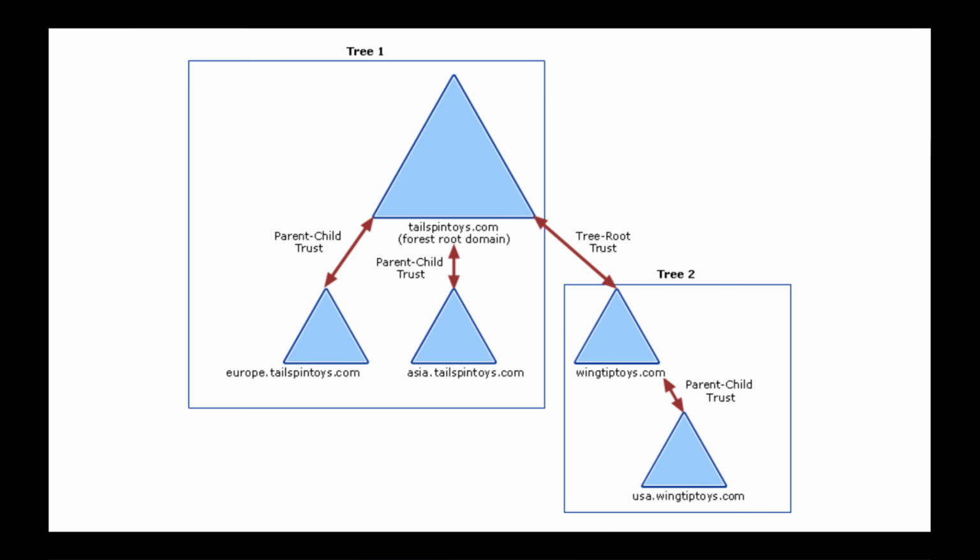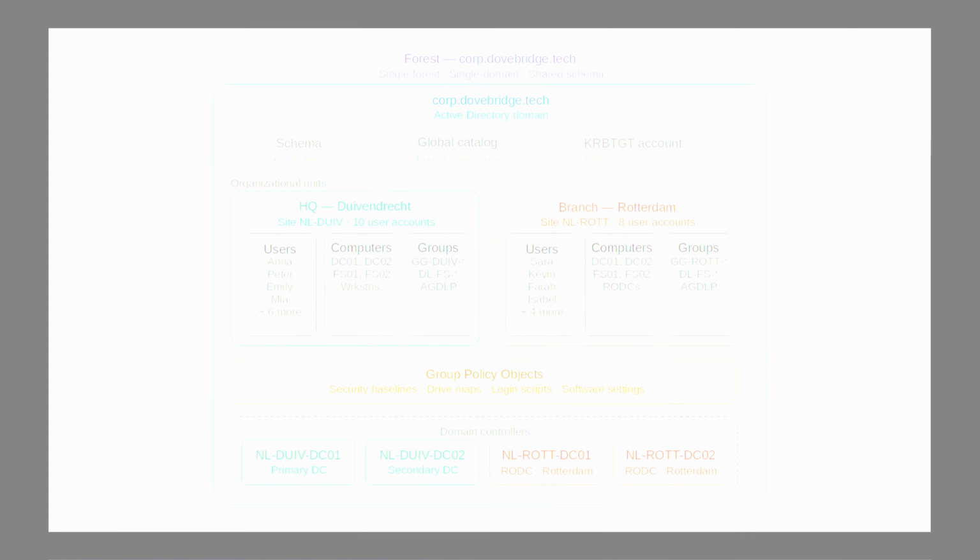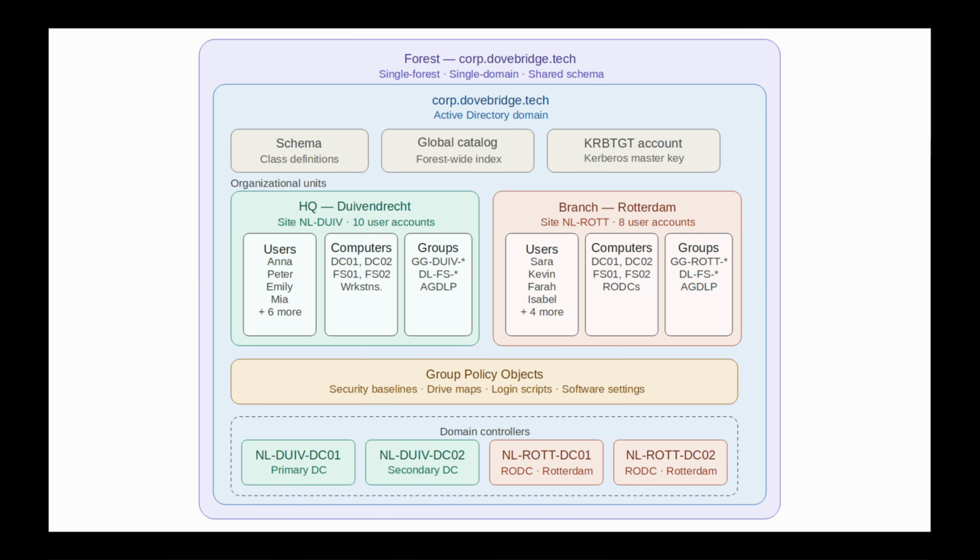For our client, we don't need any of that complexity. We have one company, one IT team, and one set of policies. We use a single forest and a single domain, corp.dovebridge.tech. Both our DoveBridge headquarters and our Rotterdam branch office live in the same domain. They're separated by AD sites, not by domain boundaries, which keeps things simple and manageable.